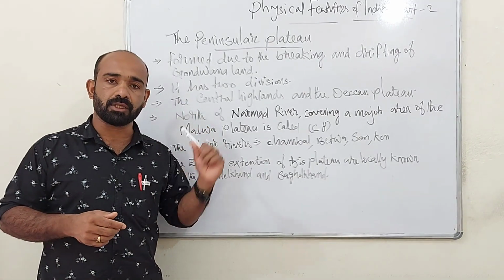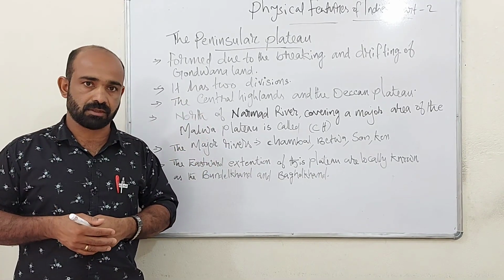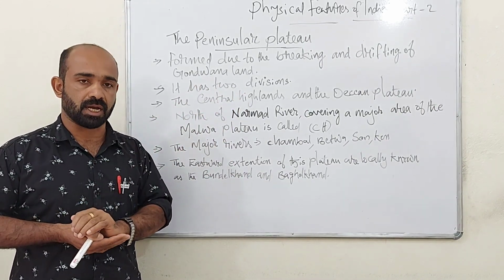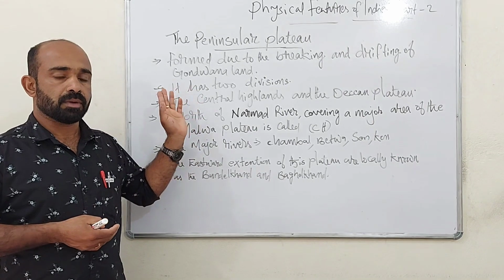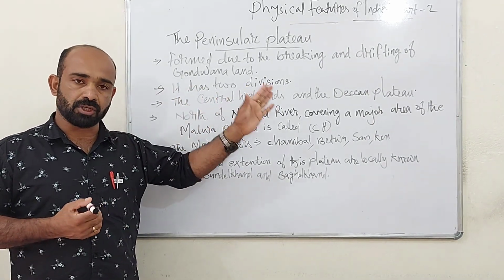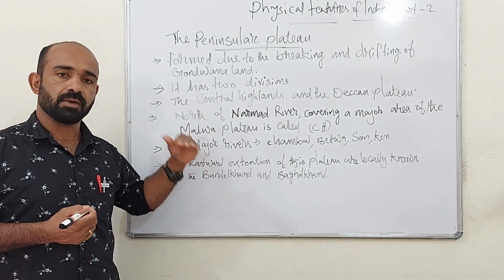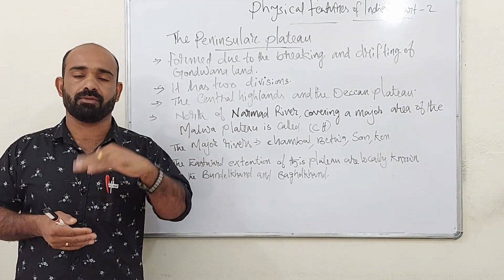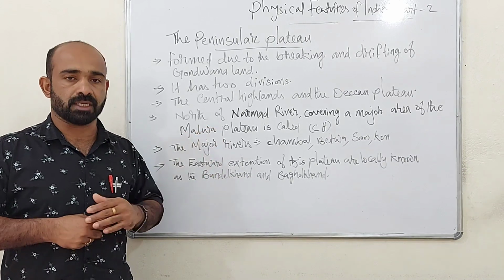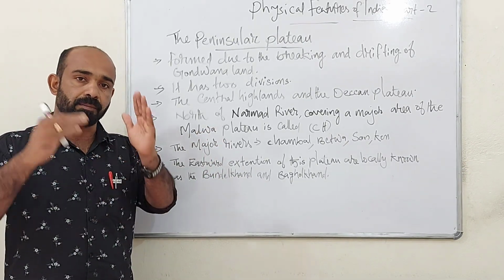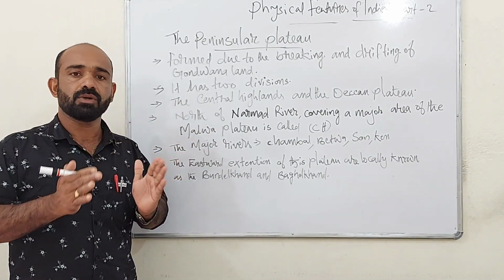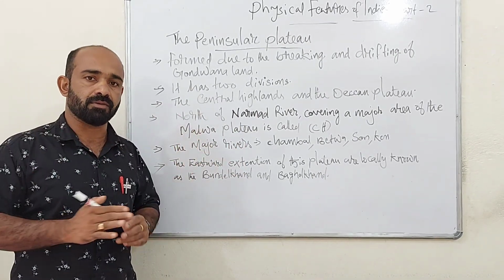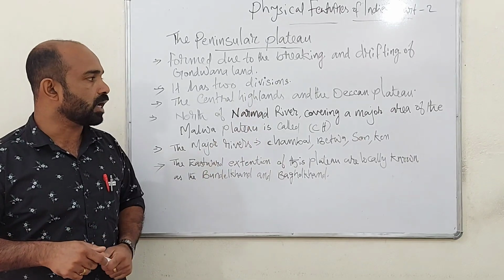And this peninsular plateau has two divisions. Northern part is known as Central Highland, southern part is known as Deccan Plateau. The part of peninsular plateau located north of Narmada River and covering a major area of the Malwa Plateau is known as Central Highland.